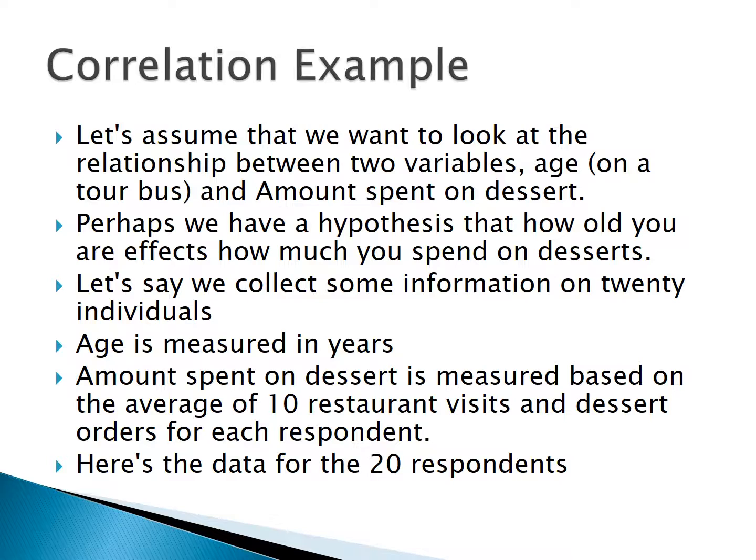Okay, so let's say we collect information from, for example, 20 individuals. And you're going to measure the age in years. That is a fairly obvious one. And the amount spent on dessert is measured based on an average of 10 restaurants. So you've gone to 10 restaurants and you're looking at the amount of money that each person is spending on the desserts. So we'll just show you the results of that.